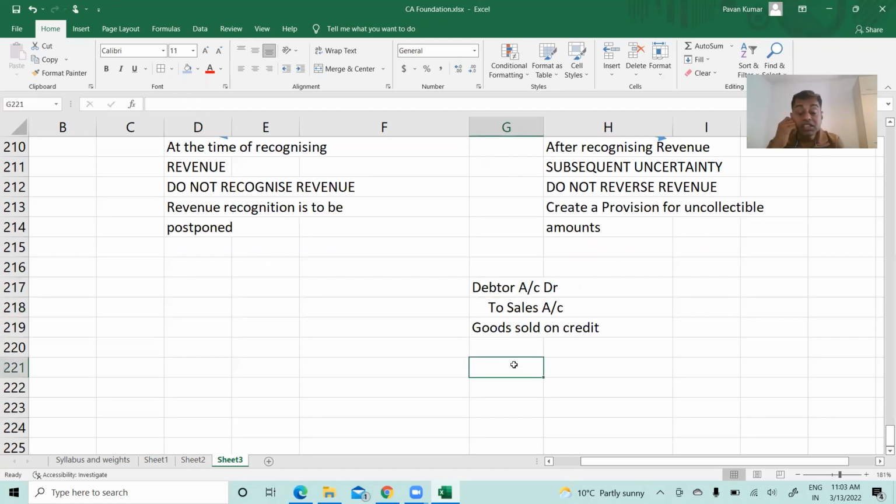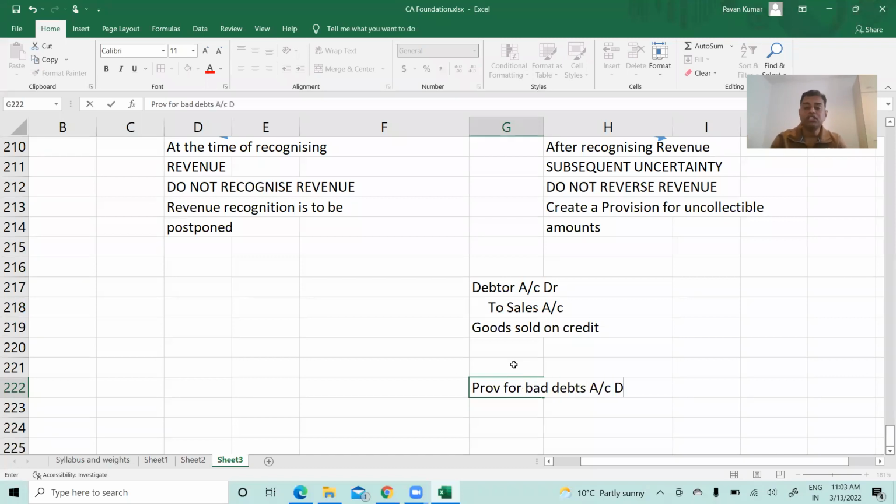After 10 days, you realized he will not give money. Then you cannot write it off. Once revenue is recognized, you cannot reverse it. So what to do? Create a provision. Provision for bad and doubtful debts account. That's all. This is to be done.